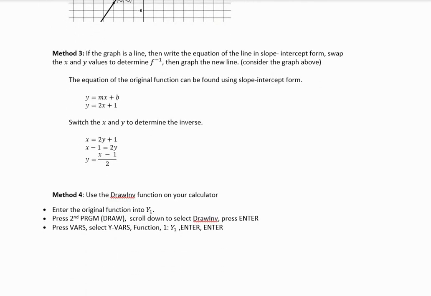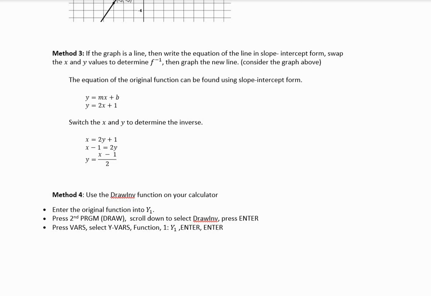The third method is really just for lines because that is the only type of graphs that we have studied so far where we are able to look at a graph and determine its equation. So if the graph is a line, then I can write the equation of the line in slope-intercept form, swap the x and y values to determine the new inverse function, and then graph the new line.